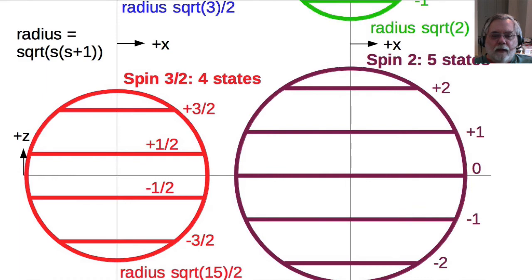Now the red case is spin 3/2. A larger sphere, 4 states: 3/2, 1/2, minus 1/2, minus 3/2. And spin 2 has 5 states, 5 component projections, SZ: plus 2, plus 1, 0, minus 1, and minus 2.